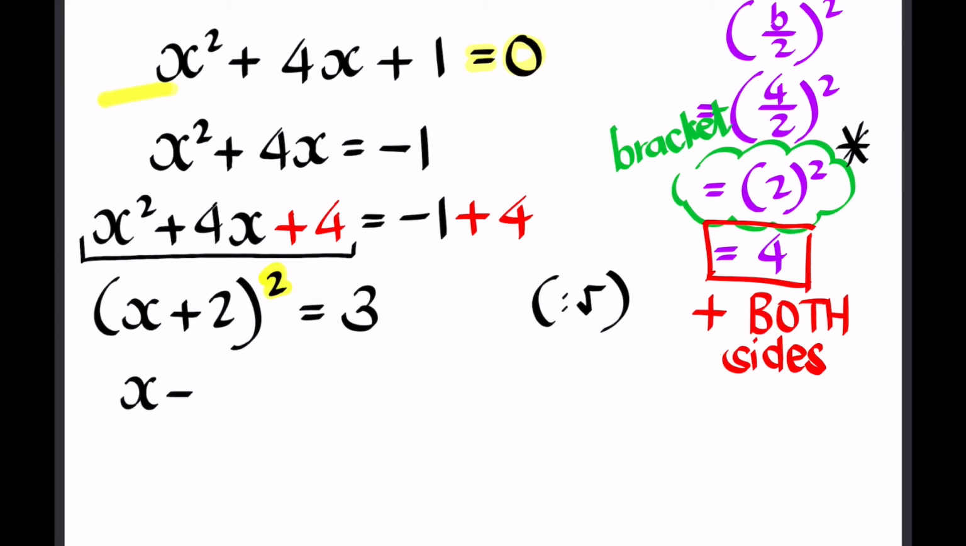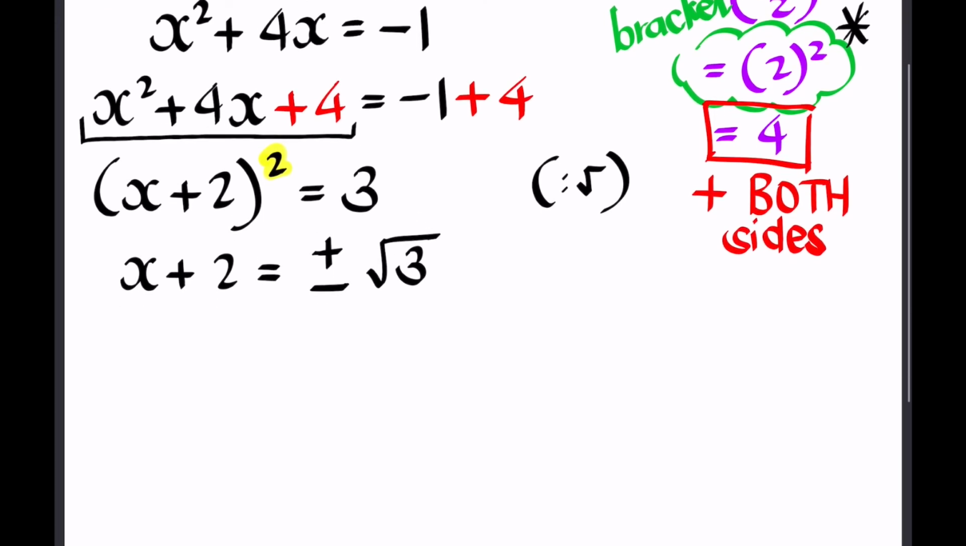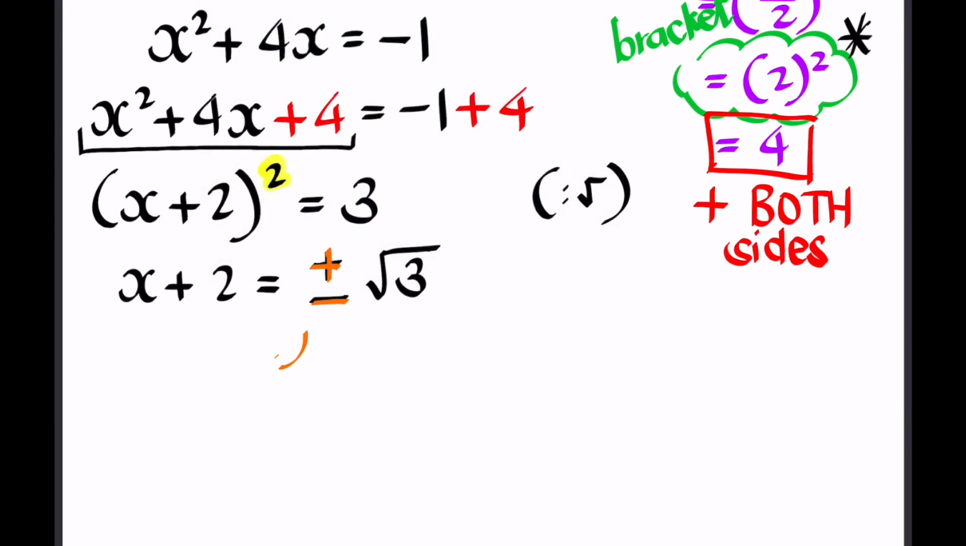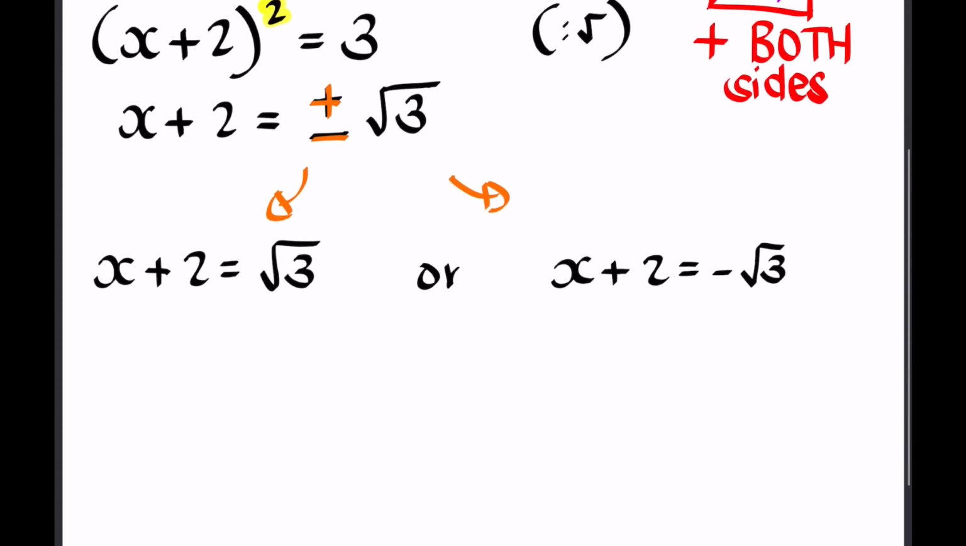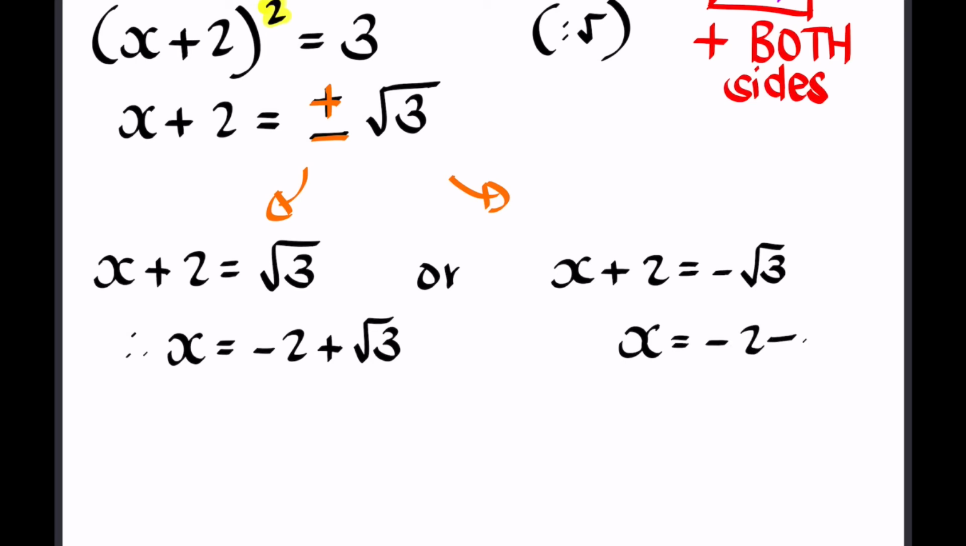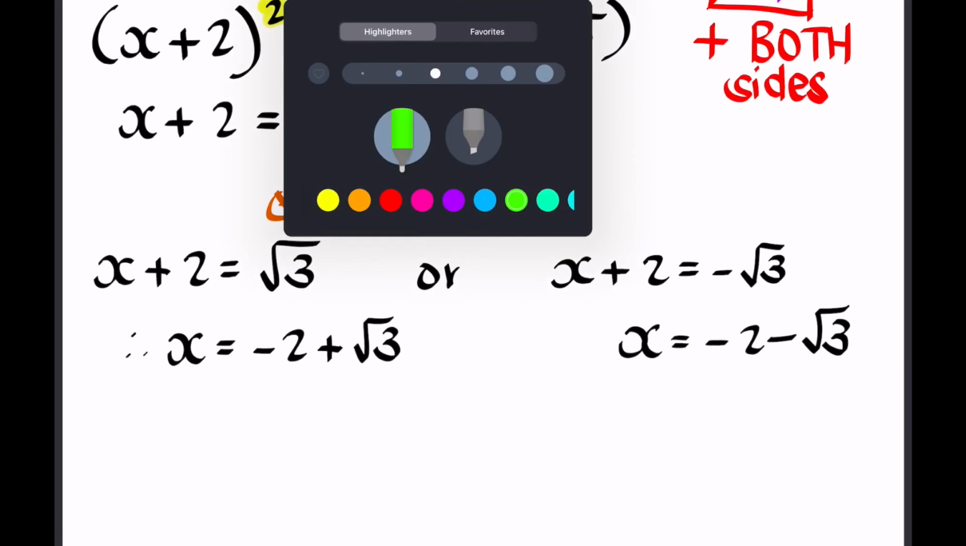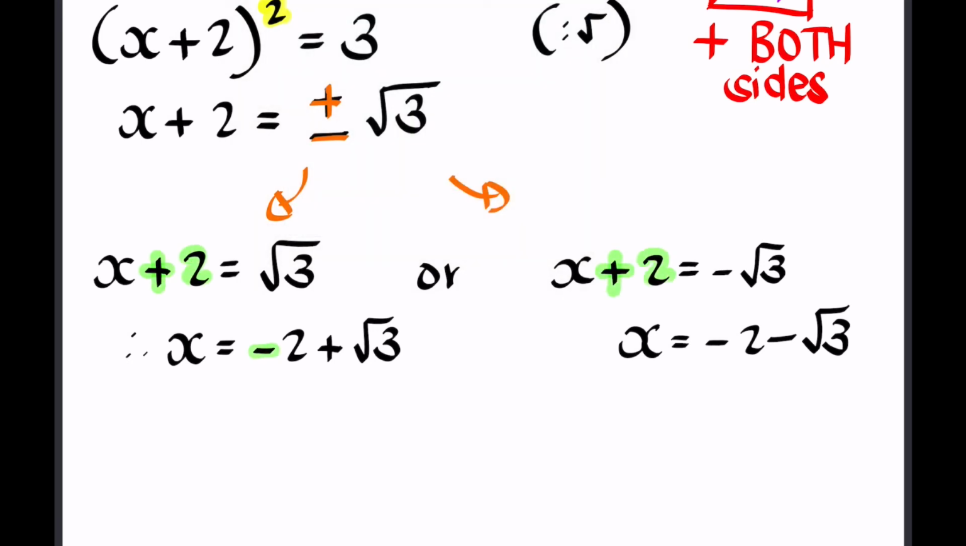So the square root of x plus 2 all squared is x plus 2 is equal to plus minus, 3 is not a perfect square, so it's going to stay the square root of 3. So when I'm solving for x, I'm going to take this plus minus and I'm going to break it up into my two answers. So x plus 2 is equal to positive root 3, or x plus 2 is equal to negative root 3. So if x plus 2 is equal to root 3, that means that x is equal to negative 2 plus root 3, or x is equal to negative 2 minus root 3. Remember that this positive 2 is going to become a negative when it goes across the equal sign.